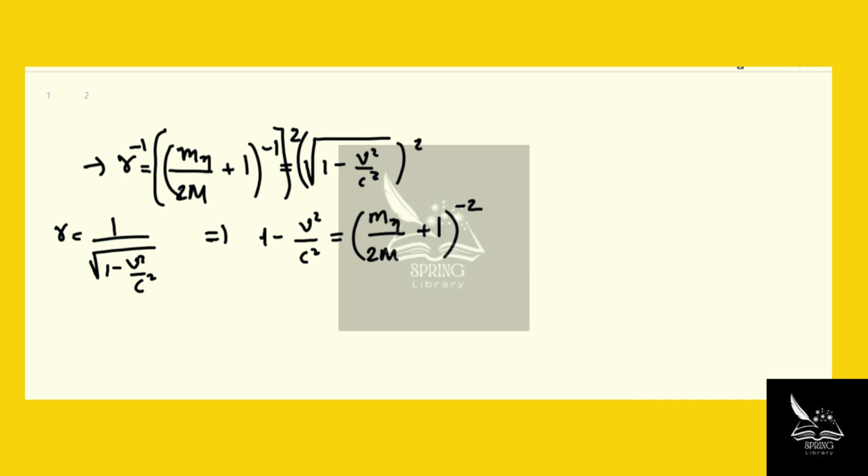And again, we're trying to isolate v out of this equation. In order to do that, we can take this term on the right-hand side to the left and this term that contains v to the right-hand side. 1 minus m nu over 2M plus 1.